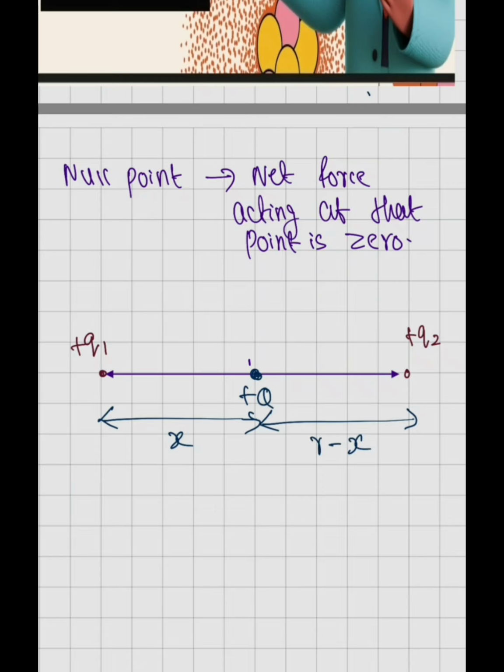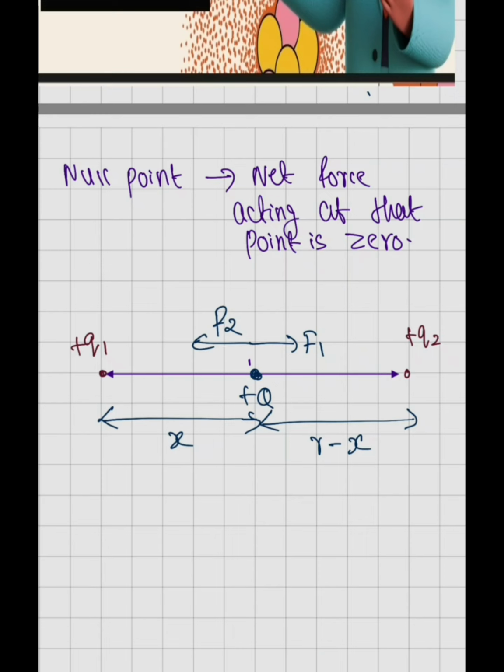Now the charge q1 will exert a force on plus Q, and that is F1. F1 is the force on plus capital Q by q1. Similarly, the charge plus q2 exerts a force on plus Q, and that is F2. Please note that this is plus q1 and this is plus Q, so two like charges. We know that the force between two like charges is repulsive in nature. So F1 will act in this direction. Similarly, F2 will act in this direction.